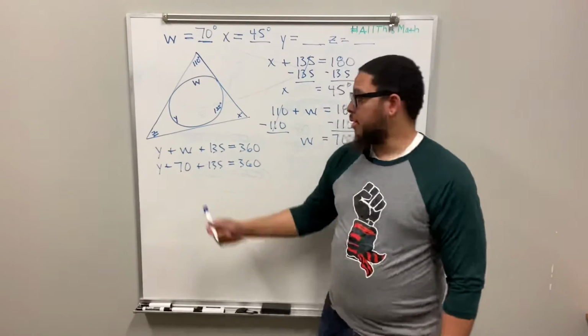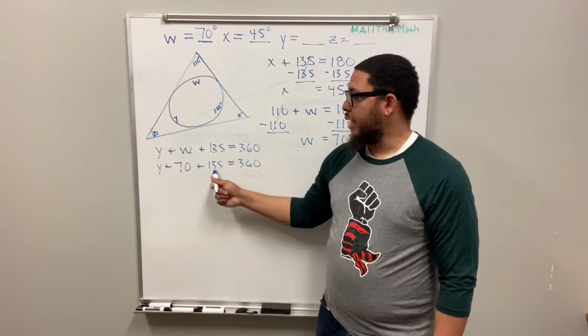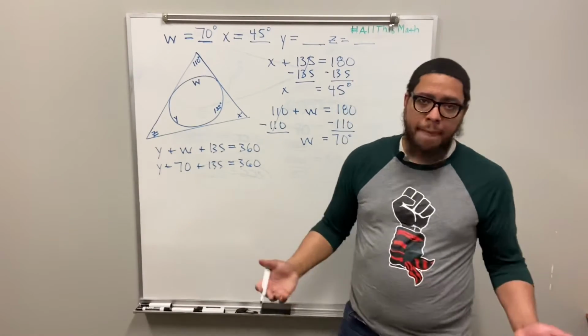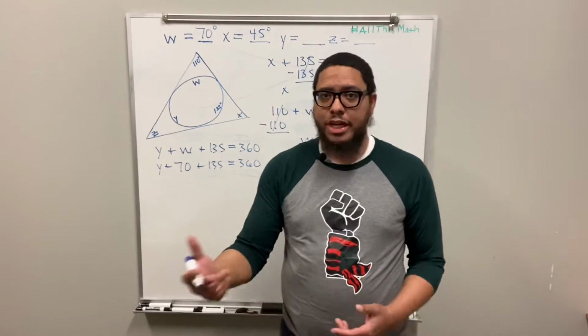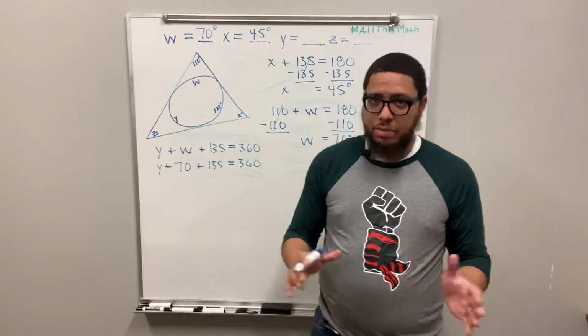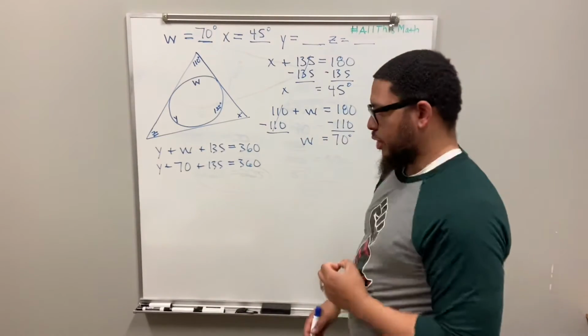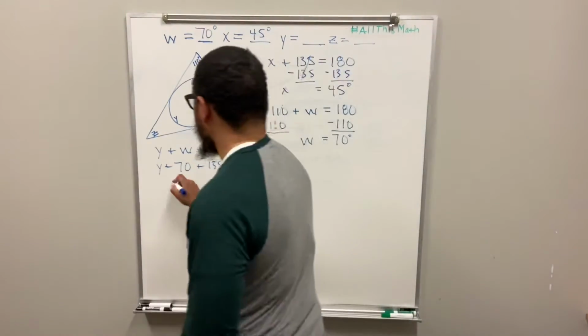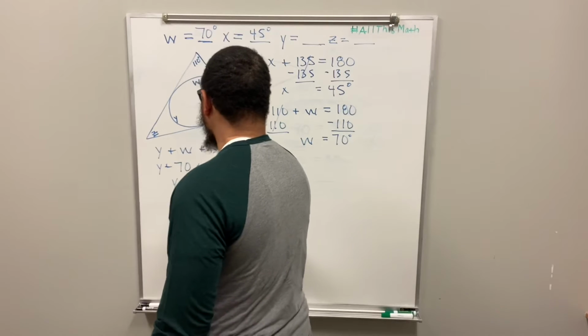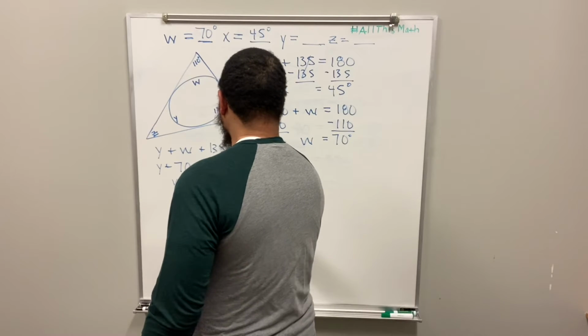First thing I'm going to do is combine these like terms. These are called like terms because they're numbers. All numbers are alike, no matter whether they're positive, negative, decimal, fraction. All numbers are considered like terms. So what is 70 plus 135? That's 205. So I got Y plus 205, which equals 360.